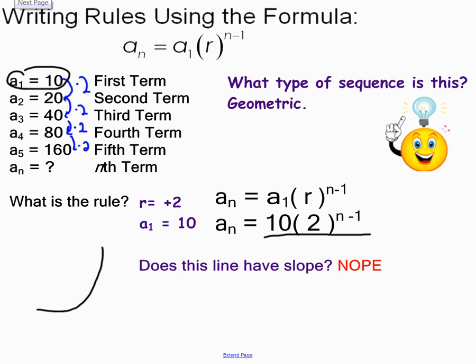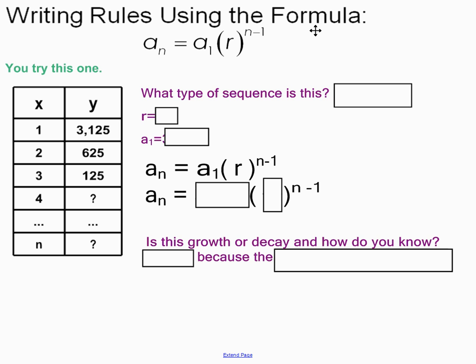So let's look at another one. Writing a rule using the formula. Okay, let's try this one. Oh, my word. If I've got 3,125, how am I supposed to figure out how to get to 625? There is a way of doing this. I'm going to take 3,125 and divide it by the next term. Because there's such a big gap, I'm going to assume that I need to do division. So this is what I'm going to type in my calculator.